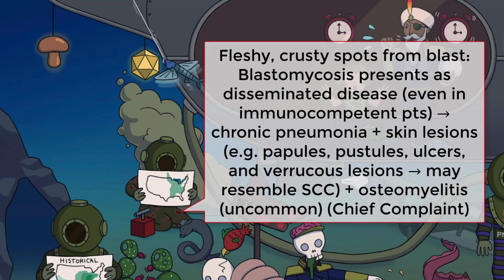Systemic disease, aka blastomycosis, can manifest 3 to 6 weeks after exposure. The systemic infection predominantly affects the lungs, presenting as a chronic pneumonia. Extrapulmonary disease is variable. Skin disease is common, characterized by verrucous skin lesions that can resemble squamous cell carcinoma. As we'll see on imaging, disease can also involve the bone.